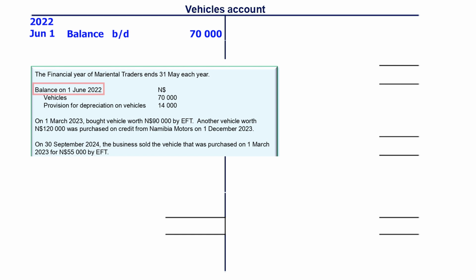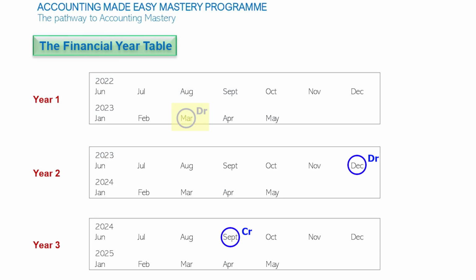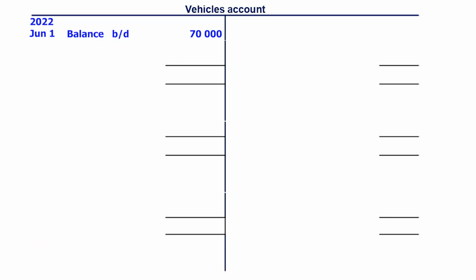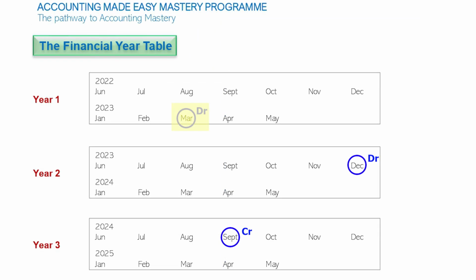Now in year 1, if we look at our financial table, we only have one asset that was bought in March, and we put that on the debit side. So we put 2023 March, it was bought by EFT, so we are going to write the 90,000. So according to our financial table, this is all we have. We don't write other assets yet because we are only busy with year 1.